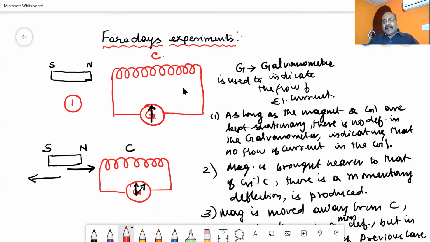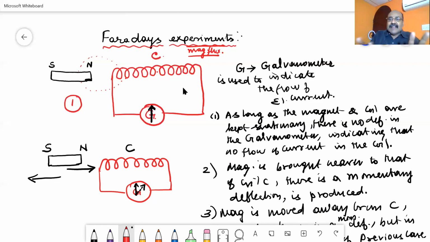When you place a nearby coil, these magnetic lines will be linked with this coil. When the magnetic lines are linked with this coil, the coil will have a magnetic flux. This magnetic flux changes when the magnet is moved towards or away, or by turning the magnet, taking the south pole of the magnet towards or away, or keeping the magnet stationary and moving the coil either towards or away.